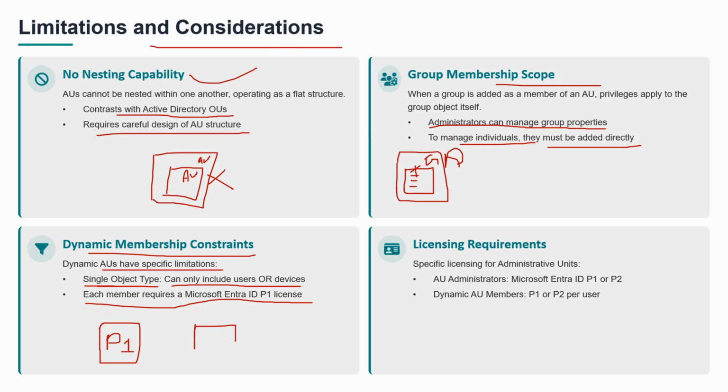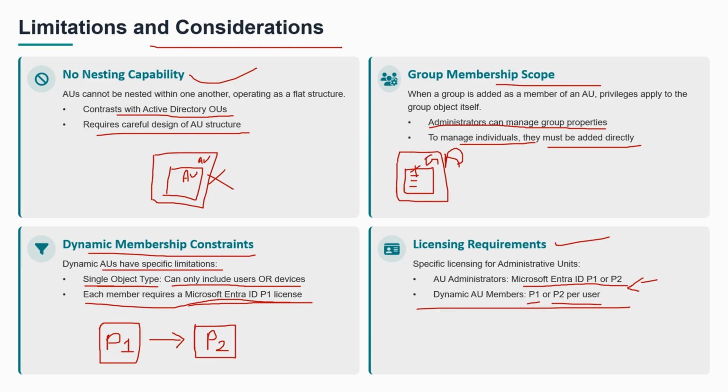We have discussed it. One is on the tenant end: if you have the license tenant-wide, that is P1 or P2. And if you have the same license for particular users also, a per-user license will be required for dynamic memberships. Okay, assignment requirement: the specific license for an administrative unit, AU, Entra ID P1, P2 or free will work, but for dynamic membership P1 or P2 is needed per user.